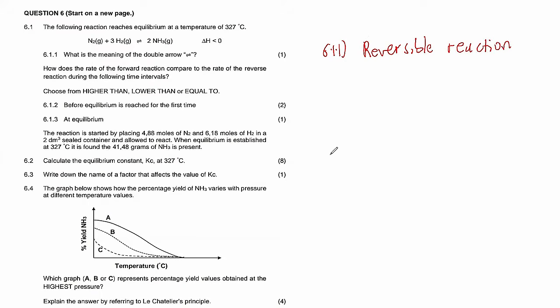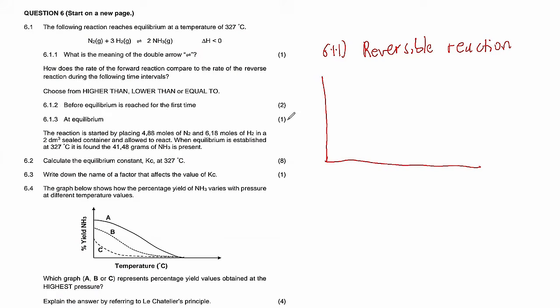It's a reversible reaction. Now they say, how does the rate of the forward reaction compare to the rate of the reverse reaction during the following time intervals? Choose from higher than, lower than, or equal to. Then we are given 6.1.2, before equilibrium is reached for the first time, and 6.1.3, when it is at equilibrium. So this refers to this graph that we have here.